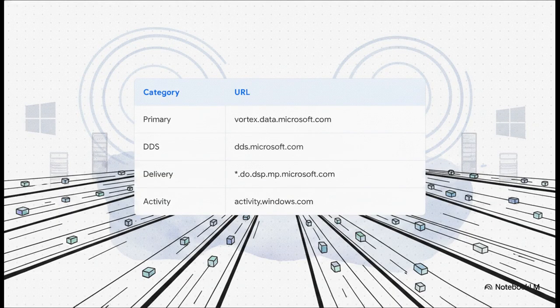Now, what's really interesting here is when we ground this abstract concept in undeniable technical reality. We can see the exact hard-coded domains Microsoft uses to phone home. Your primary telemetry flows straight through vortex.data.microsoft.com. But it definitely doesn't stop there. You've got Microsoft's device directory service endpoints like dds.microsoft.com, you have delivery optimization endpoints, and activity.windows.com handling all your timeline syncs. This whole web of hard-coded endpoints forms what is essentially a massive multi-lane highway for your data.